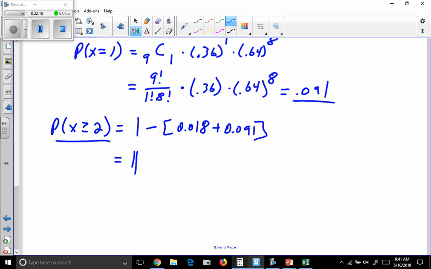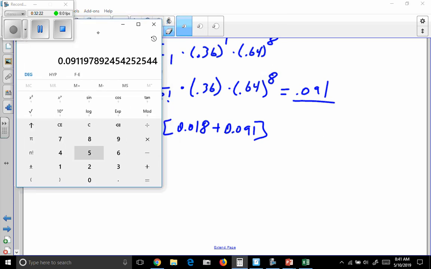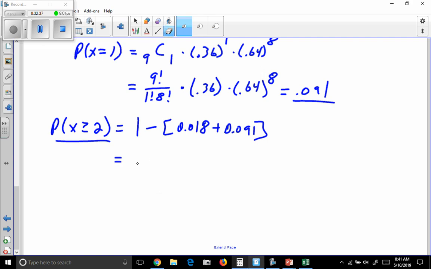So let's just put that in our calculator. 1 minus whatever we get when we do 0.018 plus 0.091. So 0.109 is what we get inside the bracket. That's what we're taking away. So 0.891. So almost an 89% chance that at least 2 people in our group are in favor of drones.